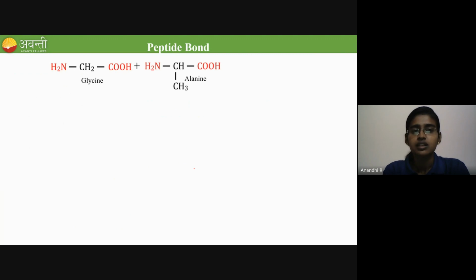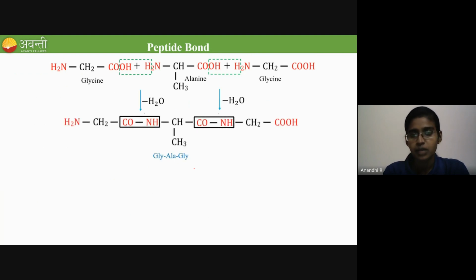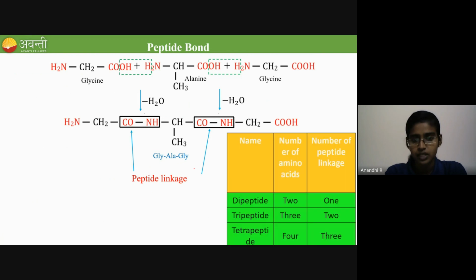Here you see, I took glycine, then I took alanine. Now the third amino acid, the same glycine, I took. Now I have three amino acids. From these three amino acids, two water molecules are going to get removed. The first is from glycine and alanine. The second is from alanine and the second glycine molecule. So what we get ultimately is glycyl alanine glycine. Two peptide linkages are formed from three amino acids, so this is called a tripeptide.